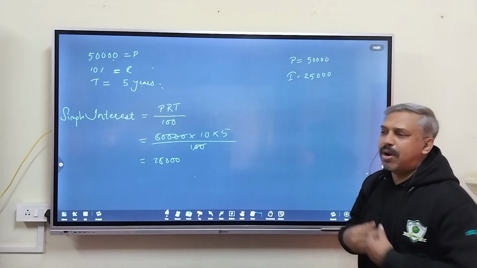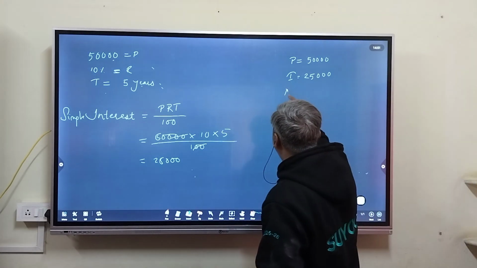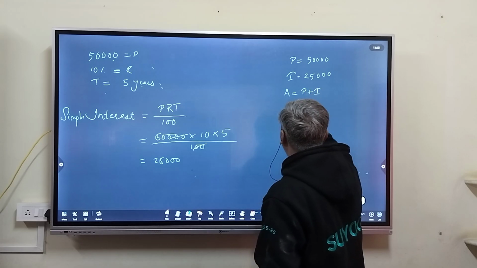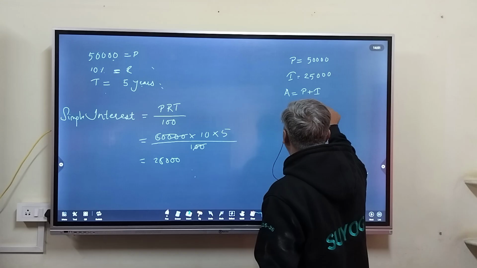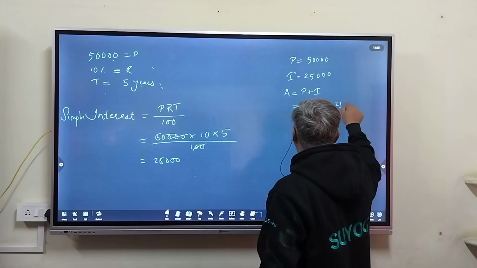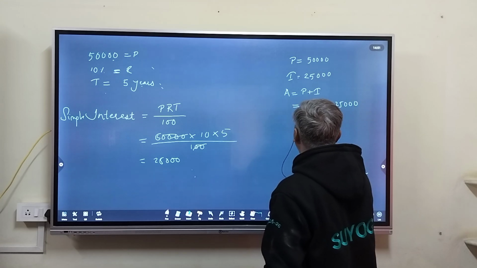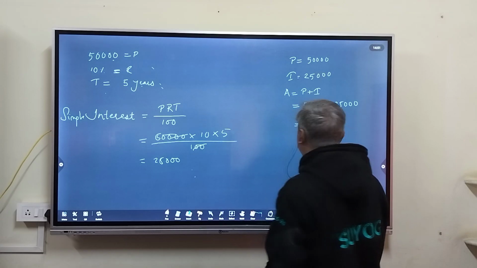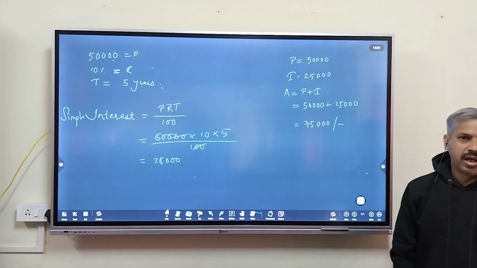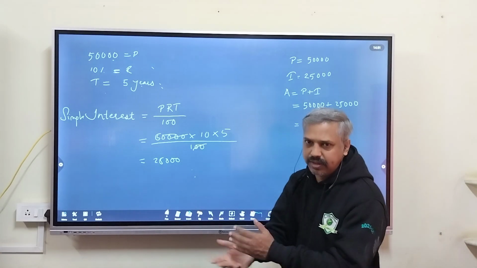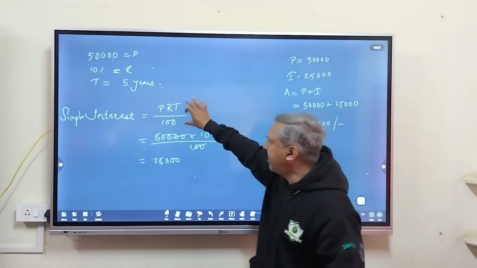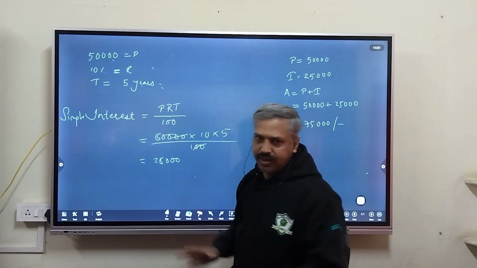The total amount that we have to return is A is equal to P plus I, which is equal to 50,000 plus 25,000, which is equal to 75,000 rupees, and this is the amount that we have to return. This is all based on the simple interest logic. This is the formula of simple interest.